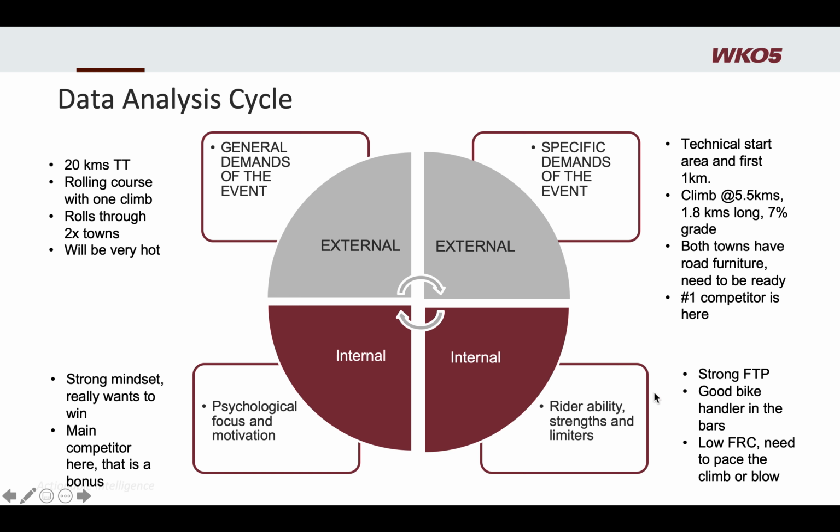Then we move around to the internal factors. What does this rider have? Well, they have a strong FTP. Okay, that's good. That's going to generate a fair amount of watts. Maybe they are a good bike handler in the bars, so they can be aero and handle their bike.